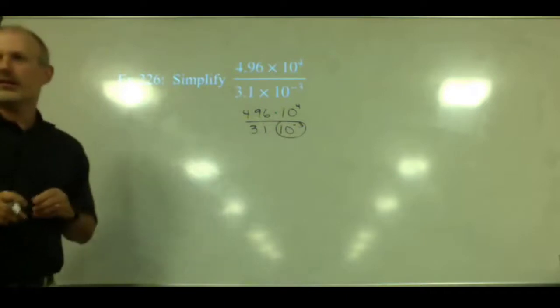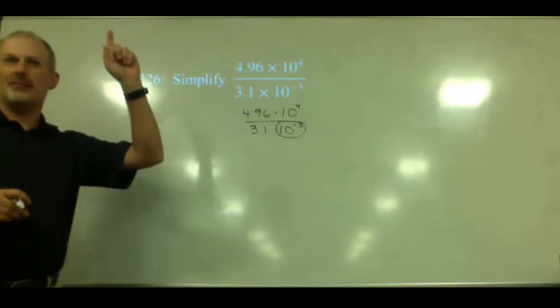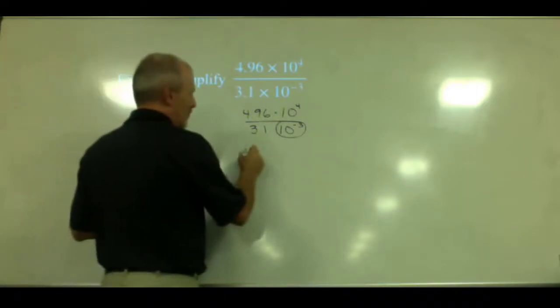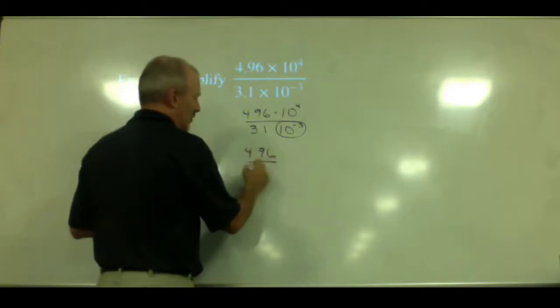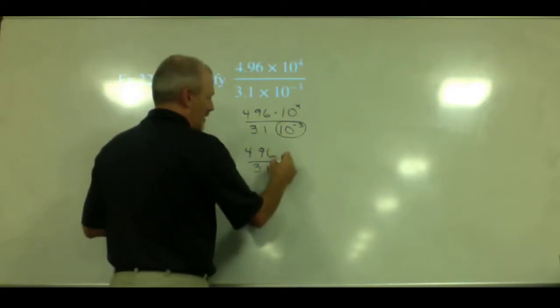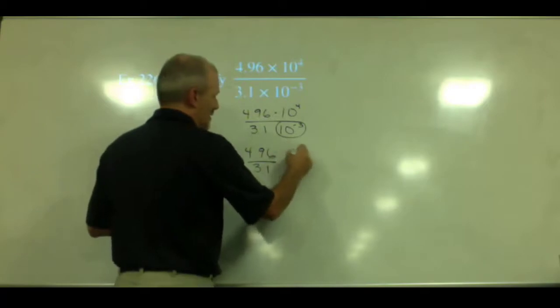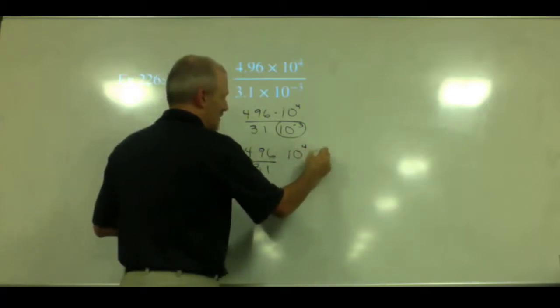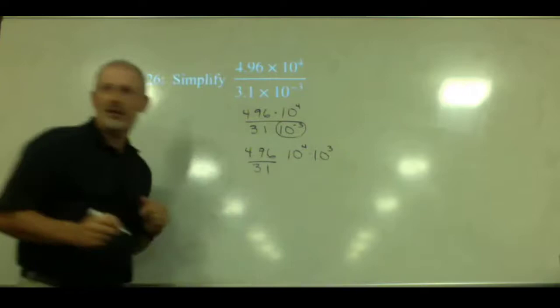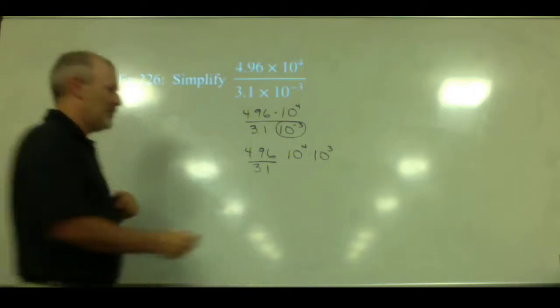Switch it. Move it up to the top, right? Mm-hmm. So this becomes 4.96 over 3.1. And then we also have 10 to the fourth. And now we would also have 10 to the third, right? And I didn't make this line keep going.